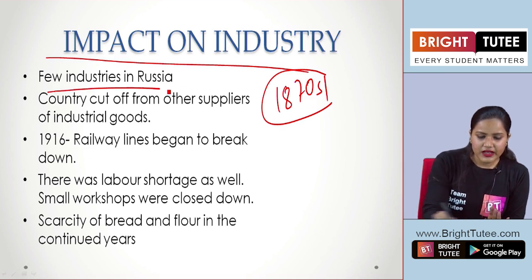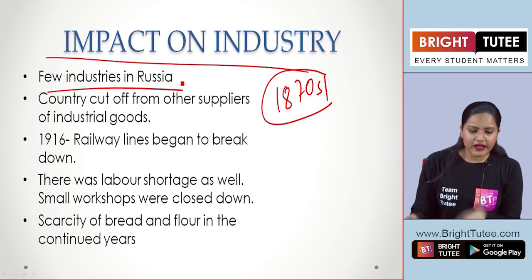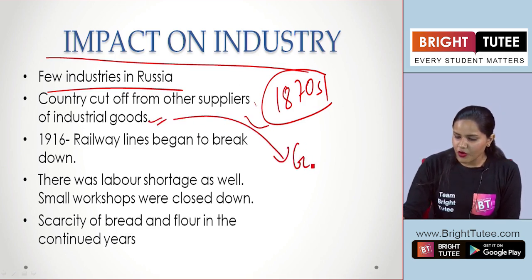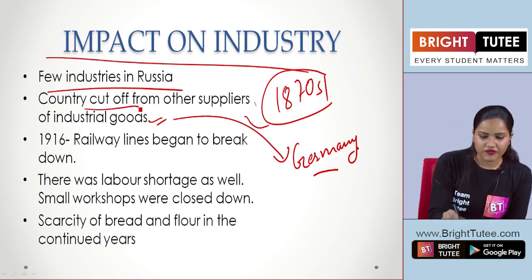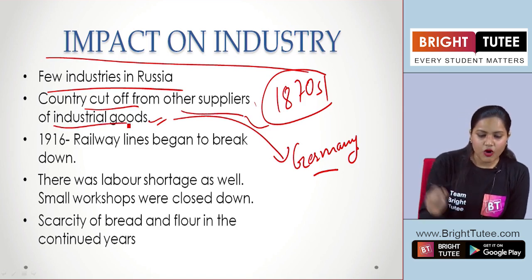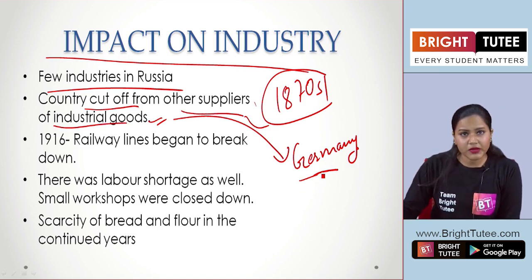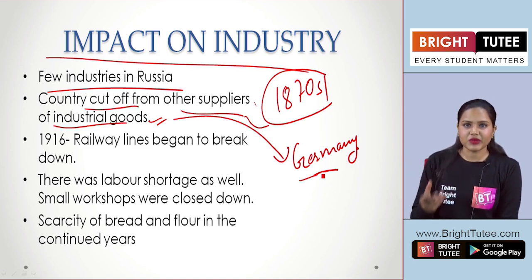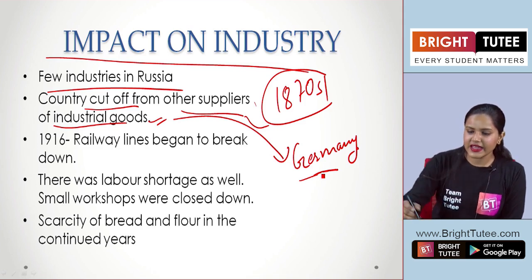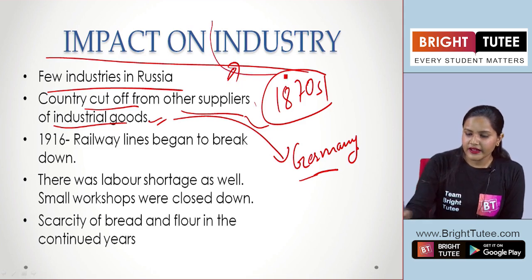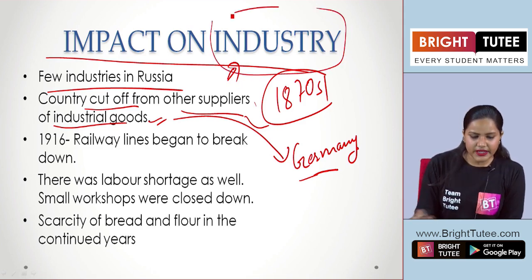Russian industries were very few in number, and whatever industrial goods were coming from Germany were also cut off. So Russia was not getting any supplies of industrial goods from Germany or any other region from which they were importing these supplies, right? So here we are seeing that they are facing a severe jolt in these industries, right?